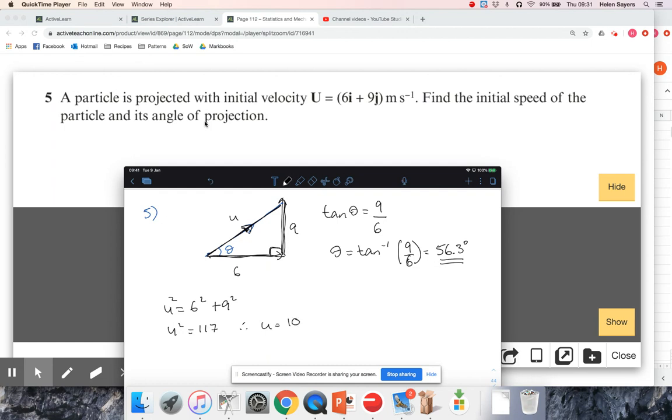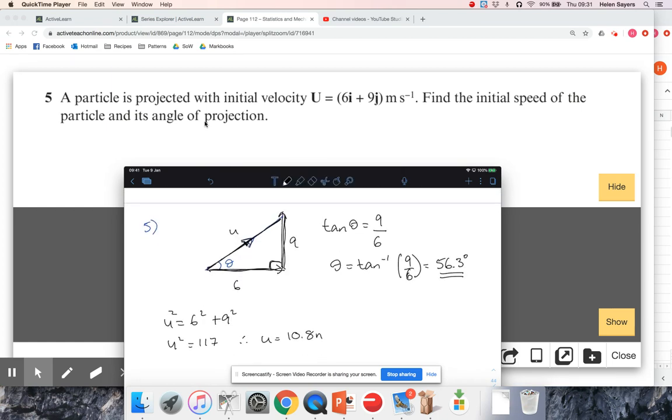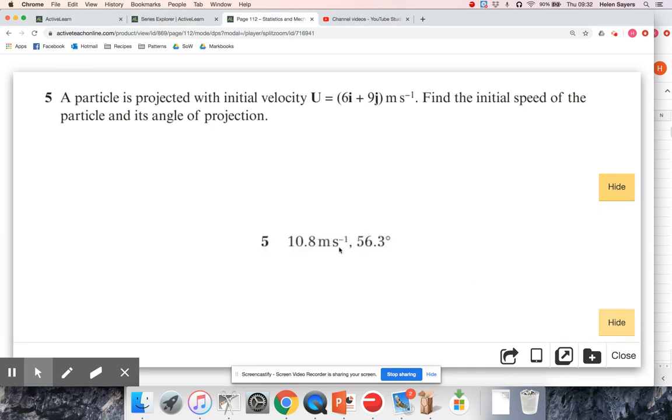So 10.8 meters per second, m s to the minus 1. Okay, so that's the initial speed. So there's our initial speed, and there's the angle of projection. Let's just double check those. 10.8 and 56.3.